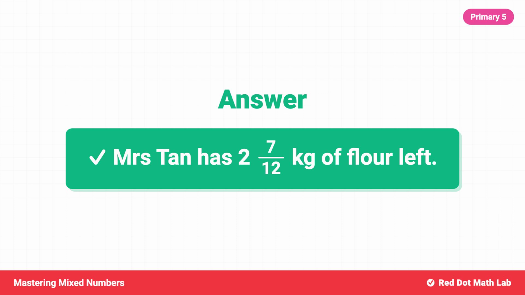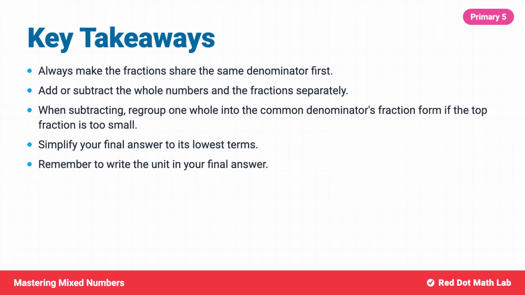Well done! Let's recap what we learned. Always make the fractions share the same denominator first. Add or subtract the whole numbers and the fractions separately. When subtracting, regroup one whole into the common denominator's fraction form if the top fraction is too small. Simplify your final answer to its lowest terms, and remember to write the unit in your final answer.